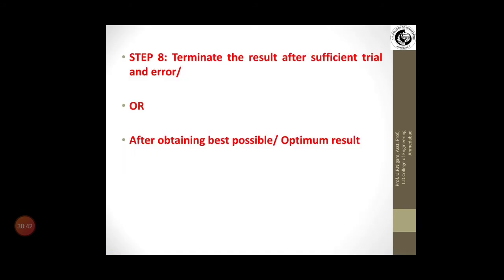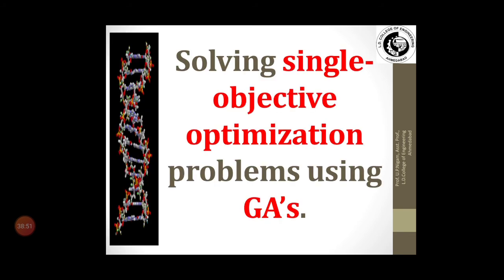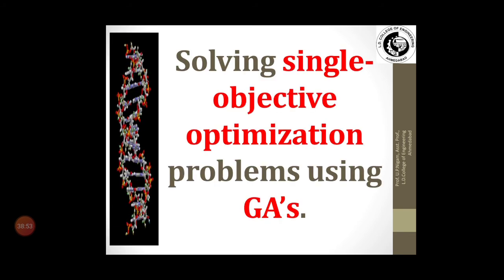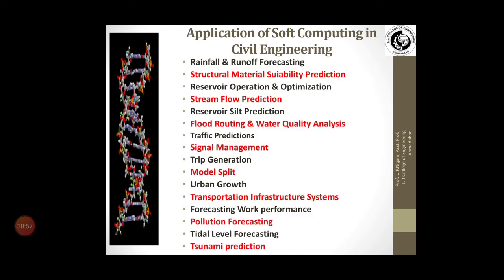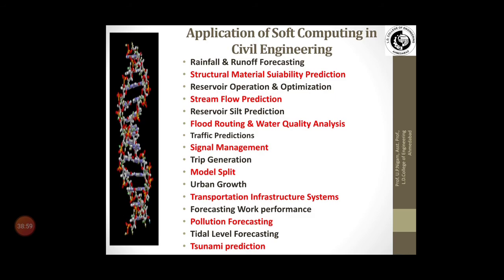And then step 8, as per our figure, is to terminate the result after sufficient trial and error, or after obtaining the best possible or optimum solution. So these are the things you can go through. There are some single objective optimization problems. We have discussed one example as well.